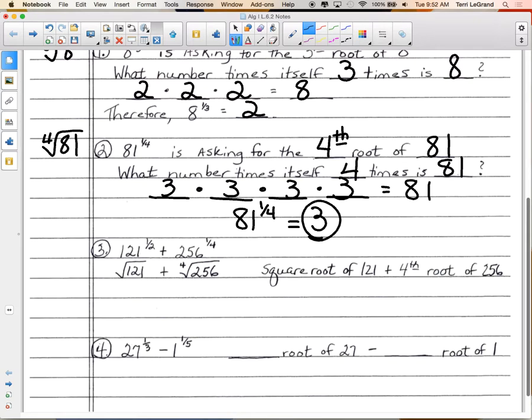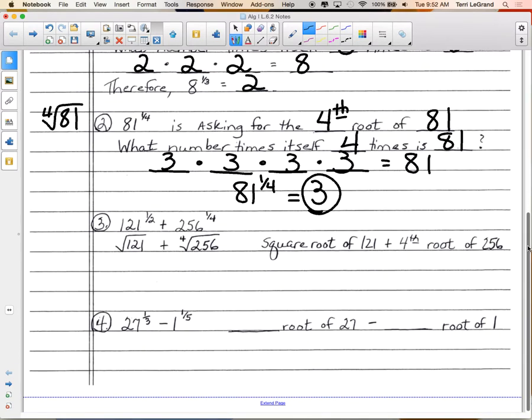Questions? No? Okay. Well, in this next one, it's 121 to the 1/2 power plus 256 to the 1/4 power. And then I wrote them as roots. Do you see an index here anywhere? No, this is one of those invisible things. What would the index be there? When it's not showing, what do you need to know it is?